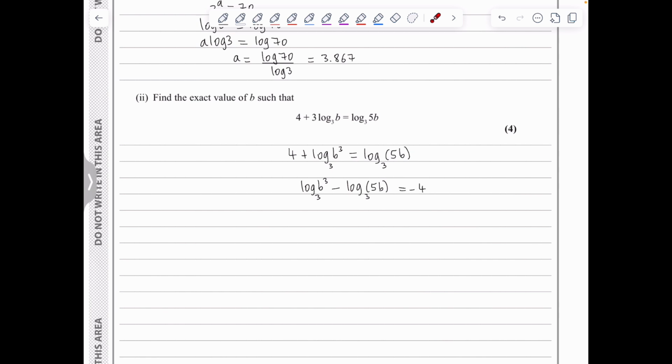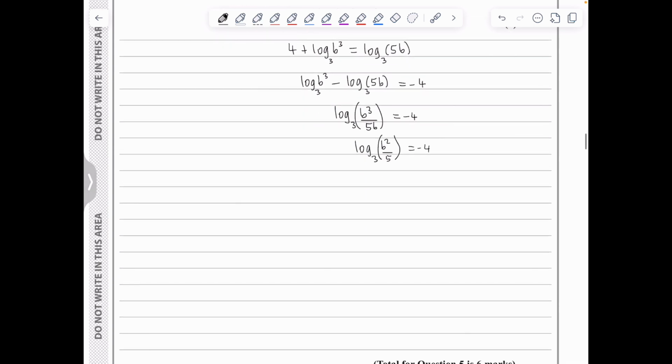Now we've got that log minus log is the log of the quotient. So we're looking at log of b cubed over 5b base 3 is equal to negative 4. So log of b squared over 5 base 3 is negative 4. Now I will open up the log by saying that b squared over 5 is equal to 3 to the negative 4. So 3 to the negative 4 is 1 over 81. So b squared over 5 is 1 over 81.